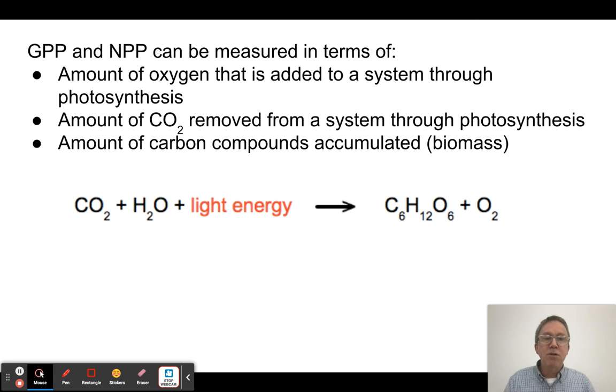Another way you can measure it is in terms of carbon dioxide removed from a system. During photosynthesis, we're taking carbon dioxide out. During respiration, we're putting it back in. And so by measuring the change in CO2 of a system, we can get an indication of what the GPP and NPP are. And then probably the best way, though, is through biomass. Biomass is just those photosynthetic compounds we talked about. They accumulate. Whatever's left over after the plant eats the food that it makes, the leftover sugars and starches and lipids, they're still in that plant. And so measuring the amount of mass present is usually one of the best ways of measuring the net productivity of a system.